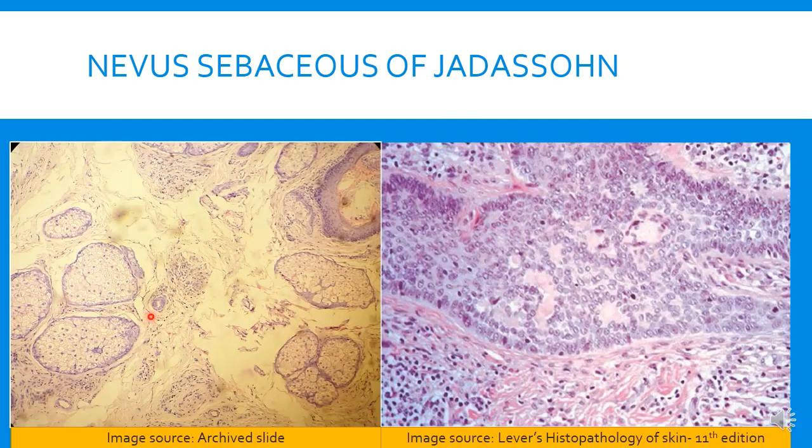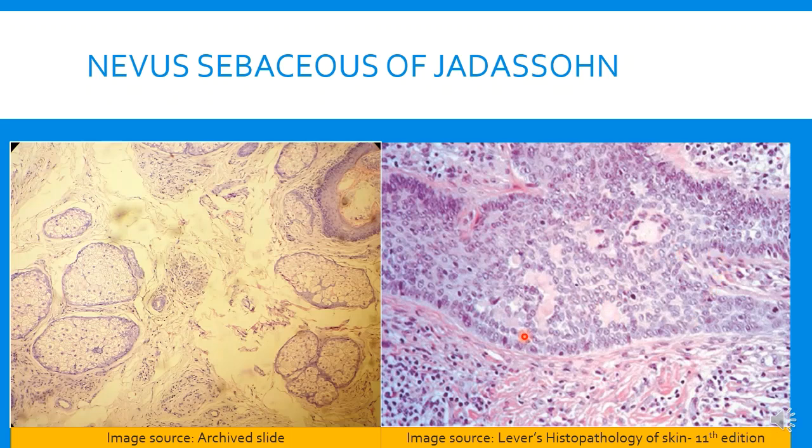So here you see some abortive sebaceous lobules, and if you see here there is a presence of hair follicle on top, and this here represents the cord of basaloid cells. This is a case of nevus sebaceous, but the presence of this will make you think along the lines of trichoblastoma or some tumors of hair follicular differentiation.